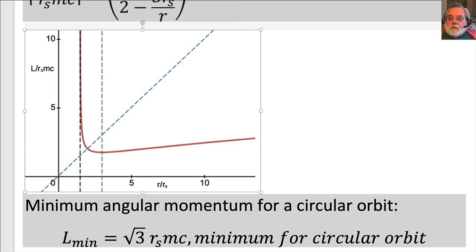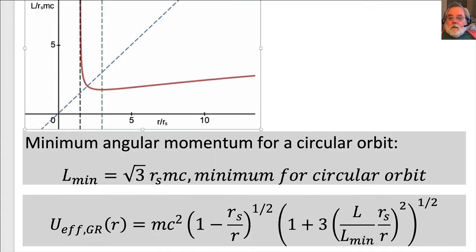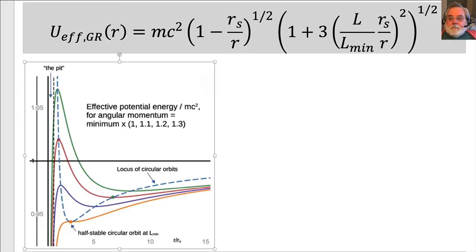Let's rewrite the effective potential energy in terms of L divided by L min. Now, let's graph that for multiple values of L over L min. This graph again shows the effective potential energy curve, but now for 4 values of angular momentum. The minimum times 1 is the orange curve. Minimum times 1.1 is the purple curve. Times 1.2 is the red curve. Times 1.3 is the green curve.